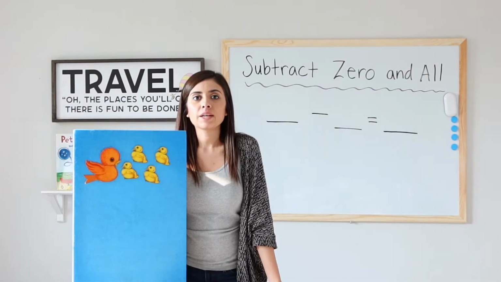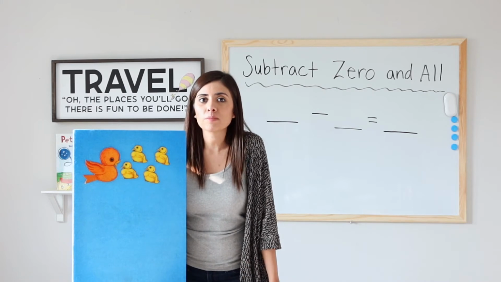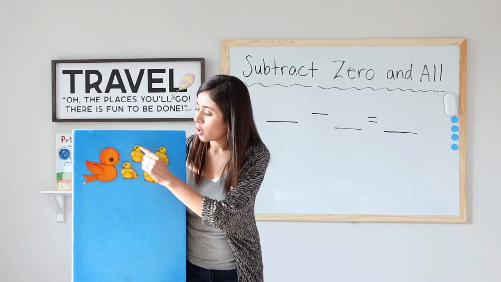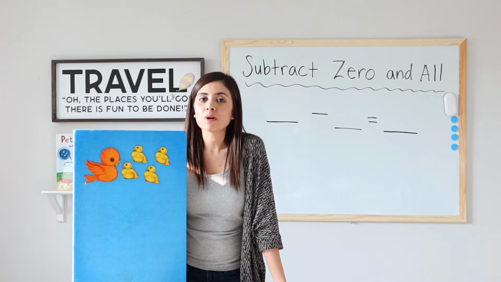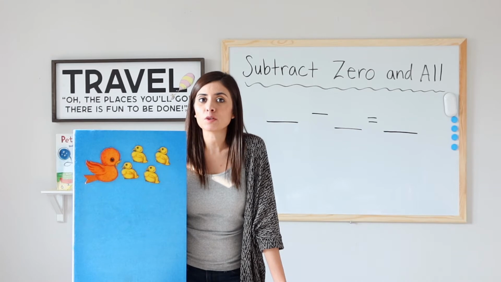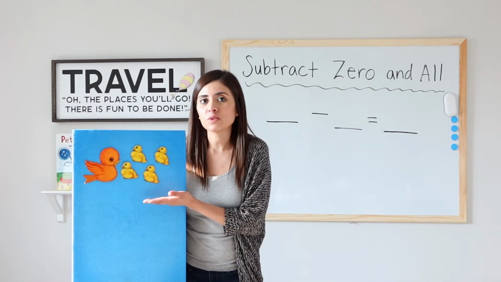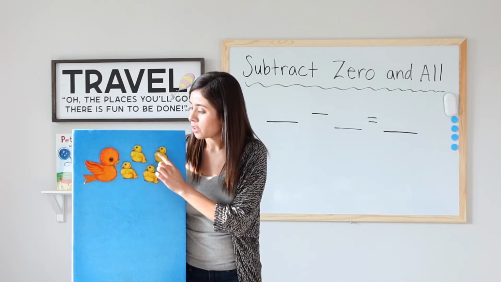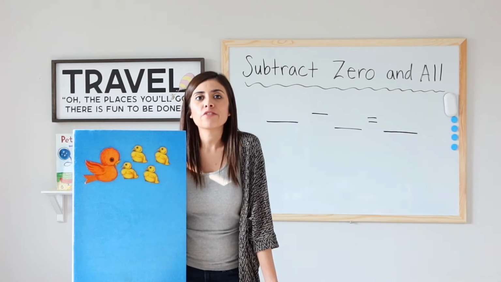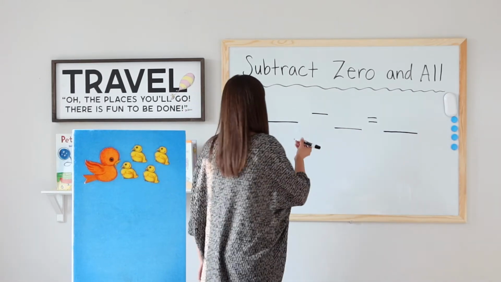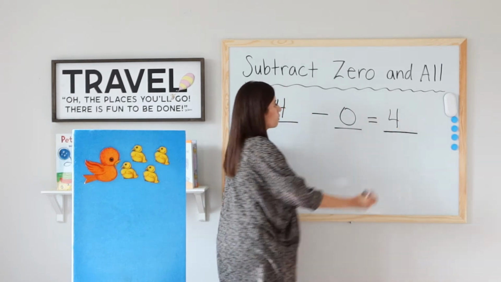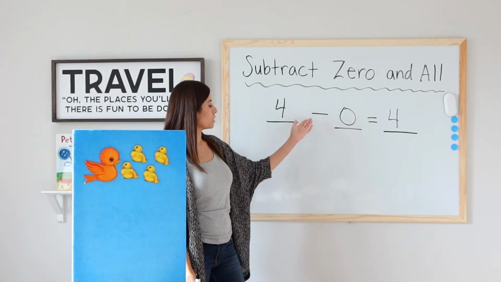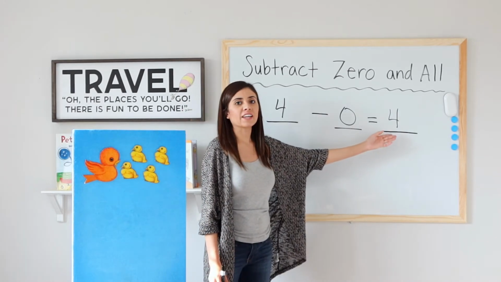Very good. Now here are my ducklings back at home with Mother Duck. I have 4 ducklings. 1, 2, 3, 4. 0 decide to go back to the pond. So that means no one decides to go back. How many ducklings are still with Mother Duck? 1, 2, 3, 4. So 4 minus 0 equals 4. Let's write that down. 4 minus 0 equals 4. Okay, a number take away 0 equals that number.